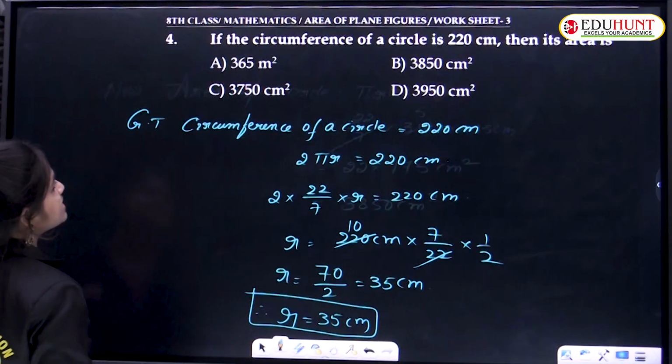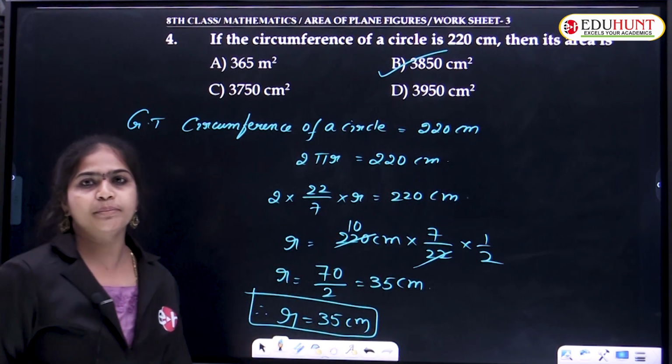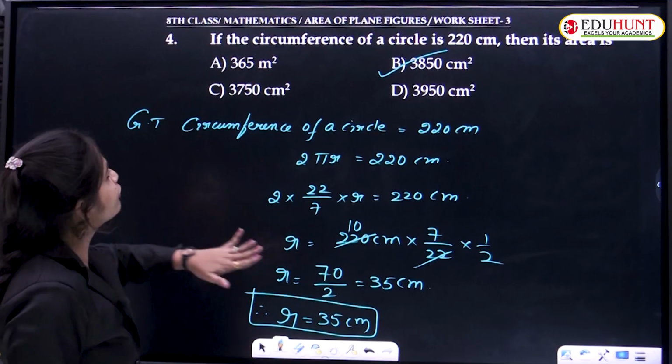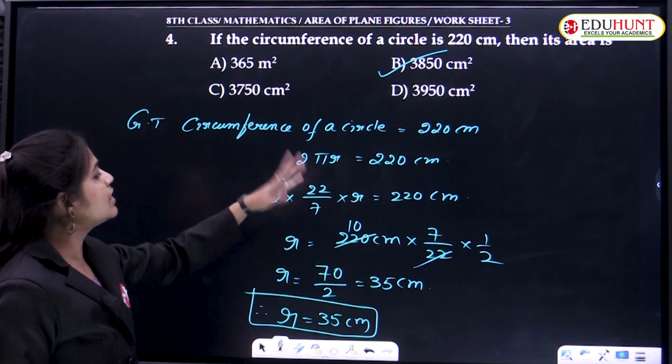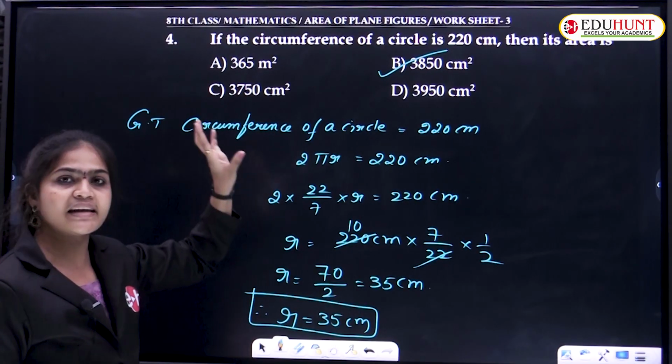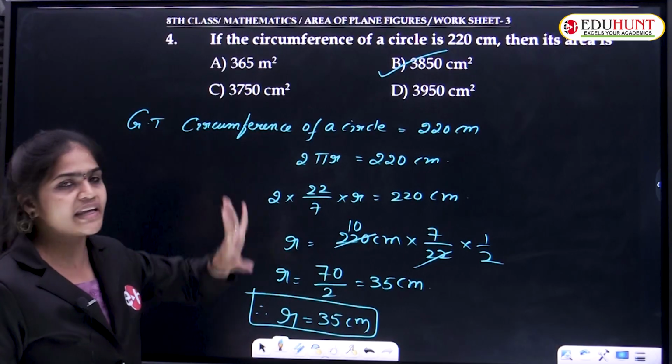Finally, what is that answer? 3850 centimeter square. Option B is correct. For this kind of question, first see what they have given and what they are asking. Here, those two also mostly have the similar part, which is the radius only. So first we need to find the radius, and after that go for what they are asking.